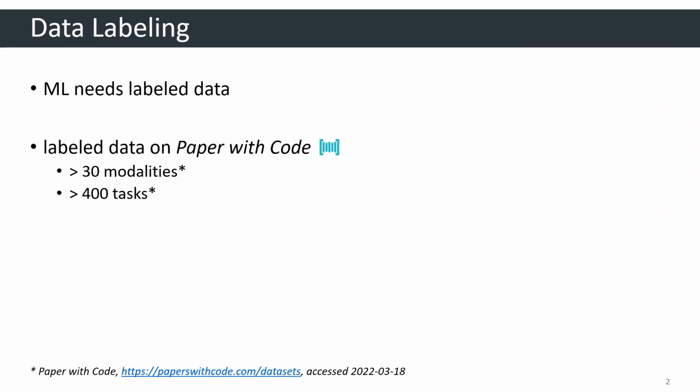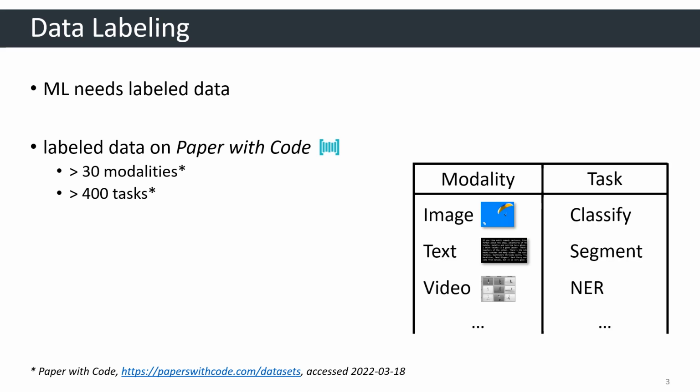Supervised machine learning requires labeled datasets to train models. Different machine learning applications call for labeled datasets of various modalities and tasks. Repositories, such as Paper with Code, have indexed machine learning datasets with tens of data modalities and hundreds of label tasks. Example data modalities include image, text, and video, and example label tasks include classification, segmentation, and named entity recognition.